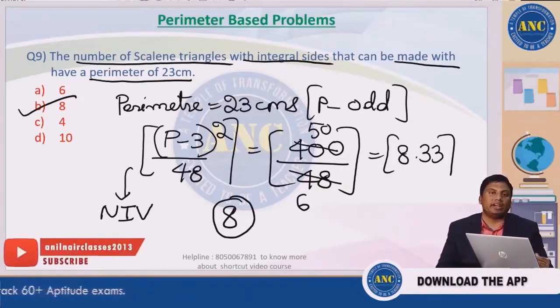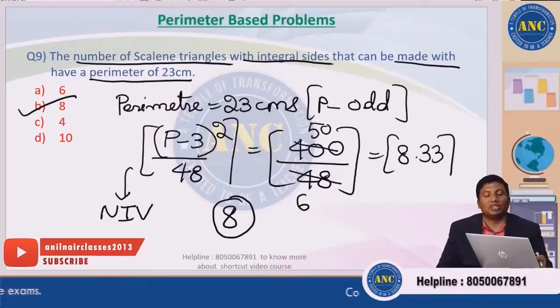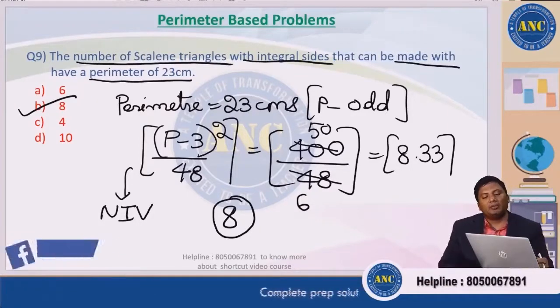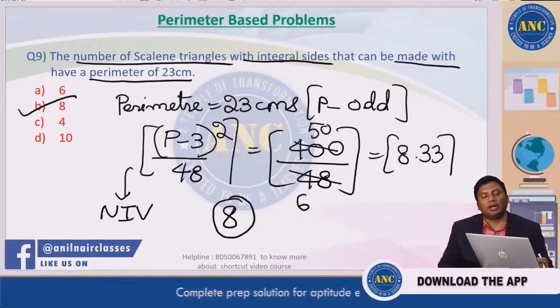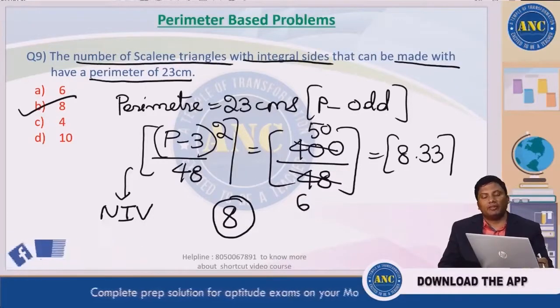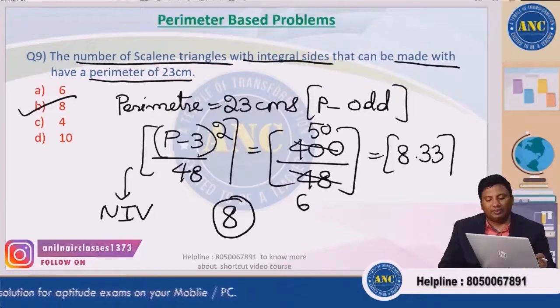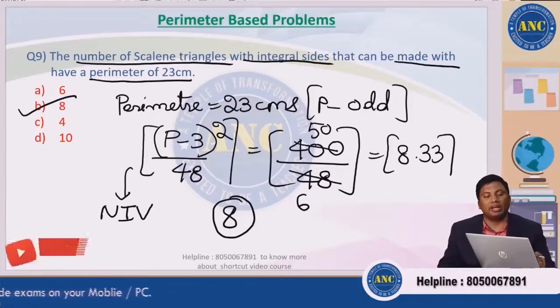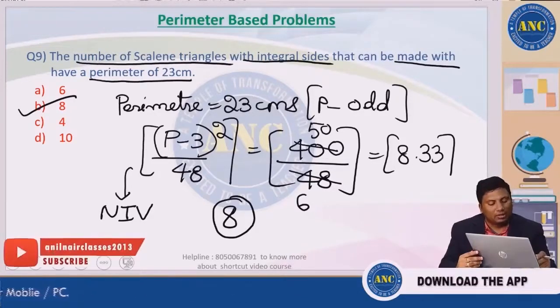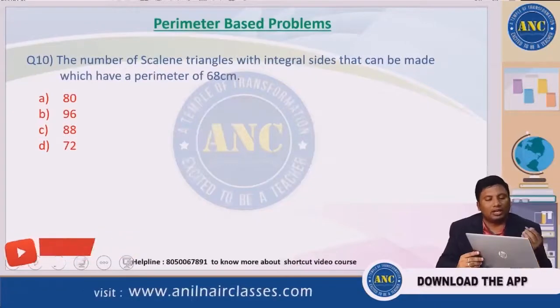If the perimeter is 23 centimeters, if P is odd, the number of scalene triangles is given by (P minus 3) whole square divided by 48. 400 divided by 48 is nothing but 8.33. That was question number 9. Now question number 10.